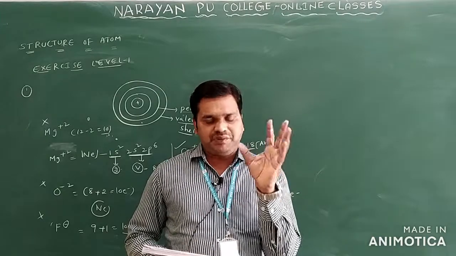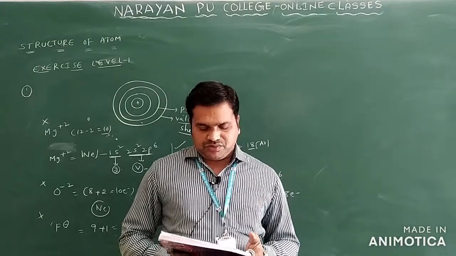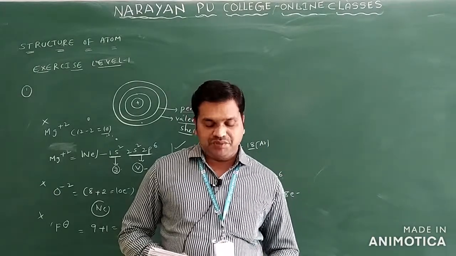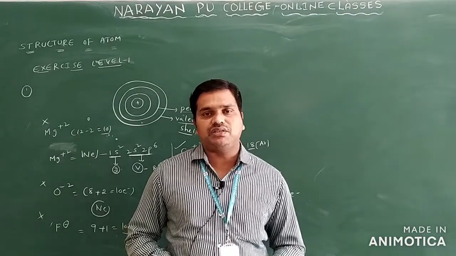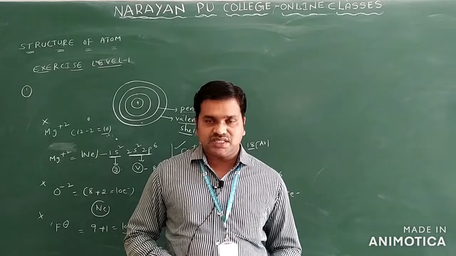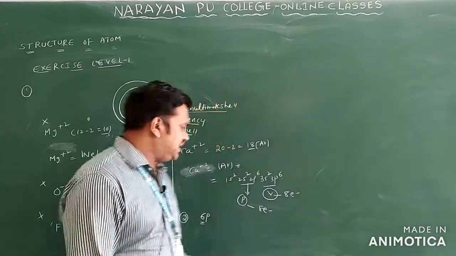Boron, 5. 5 means 5 protons. Lithium, atomic number 3. We have only 3 protons. Carbon, we have atomic number 6. How many protons do we have? 6 protons. So helium, how many protons are there? Two. What is your answer? Carbon is the answer for this one.